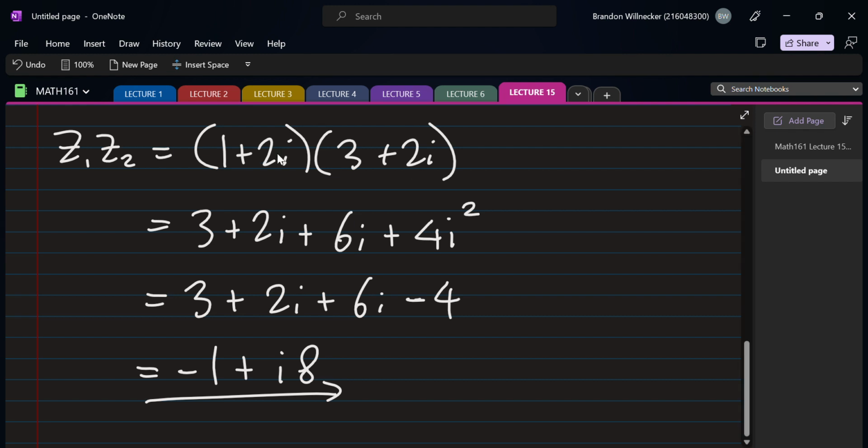Okay, you just treat it as 2 brackets. You multiply it out to get your 4 terms. Remember, i squared is minus 1. Collect your real parts together, collect your imaginary parts together, and you get your complex number back.